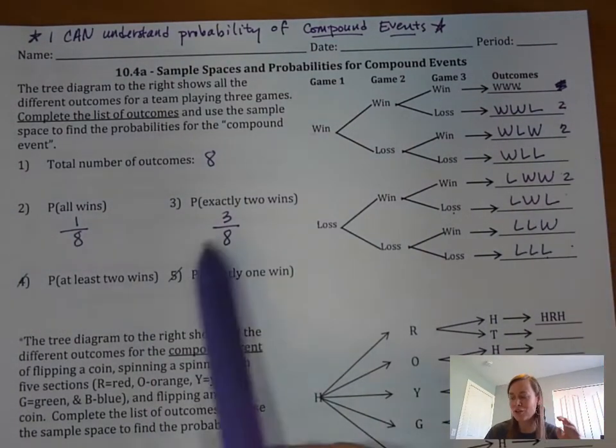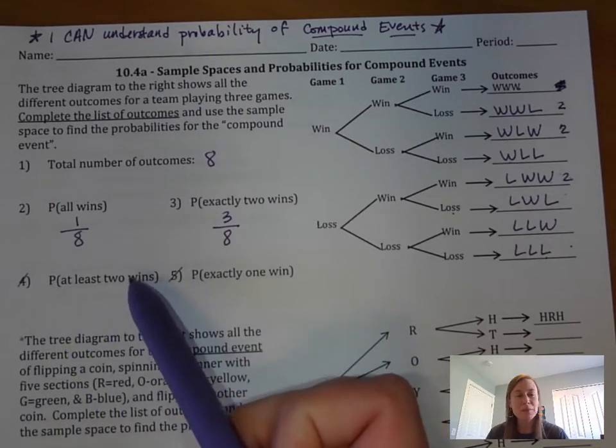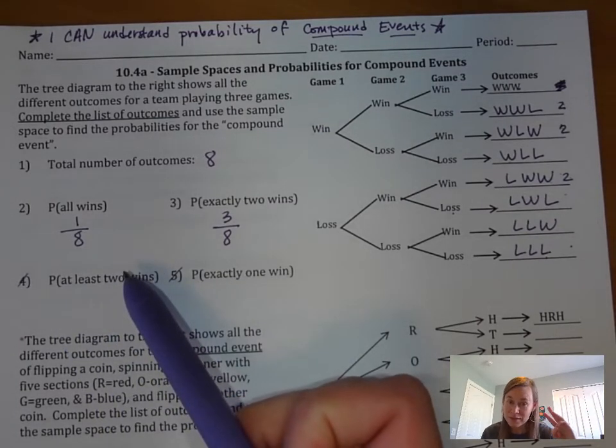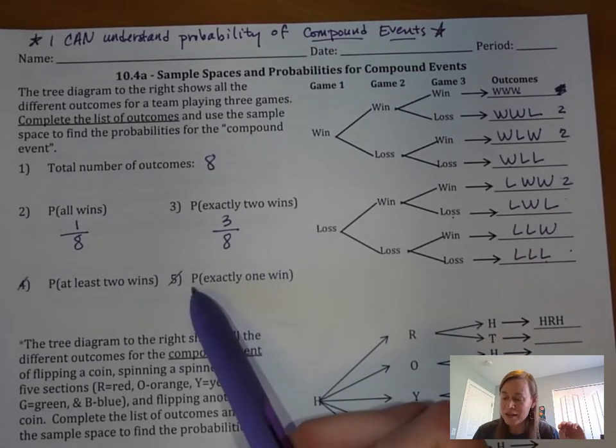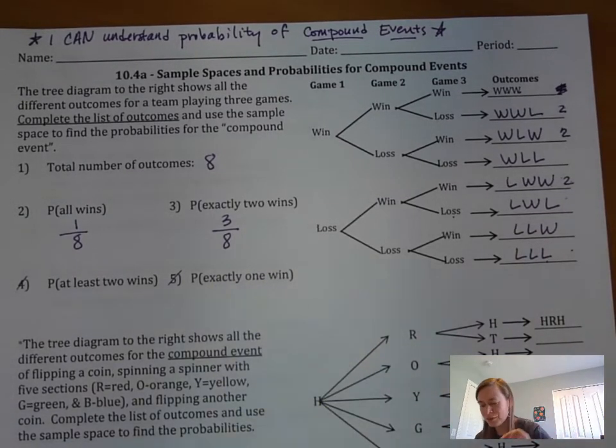Then you're going to go through it the same way and figure out at least 2 wins. That might mean 2 wins or it might mean 3 wins. And then for exactly 1 win, I'll let you work on those.